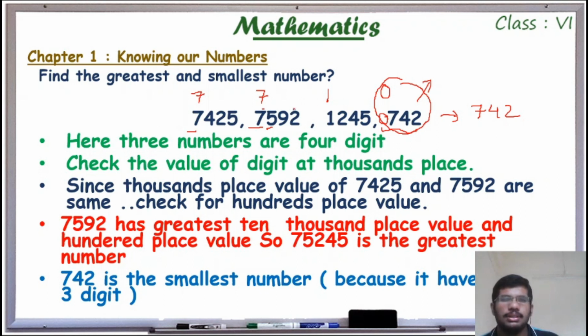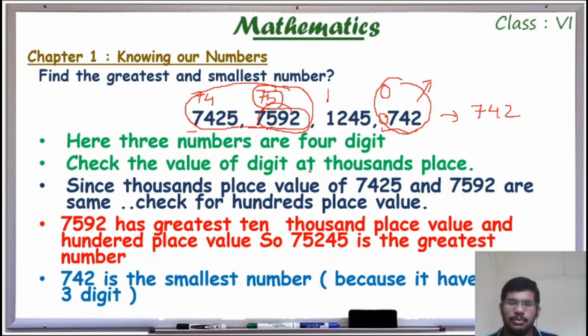And coming to the greatest number, we have 2, 7. Since the thousands place values of these 2 numbers are the same, we are going to check the hundreds place value. For the first number it is 4 and for the second number it is 5. Now 75 will be the greatest number. So 7592 is the greatest number. I hope you understood.